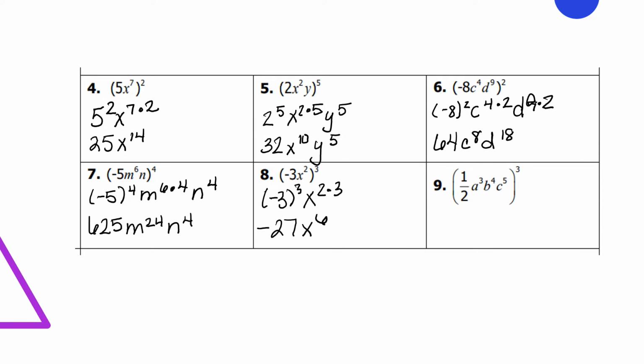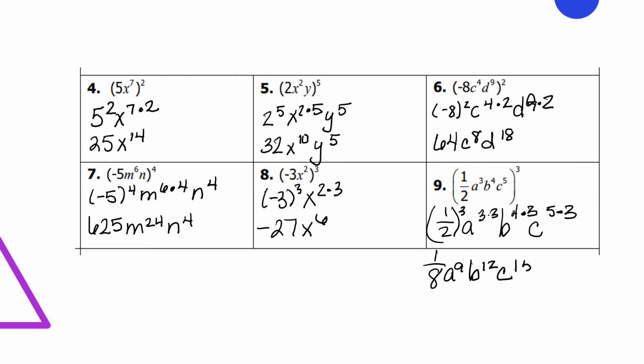So here, 1/2 a cubed b to the 4th, c to the 5th, all cubed. I'm going to cube a half. Then I have a to the 3 times 3 power, b to the 4 times 3, c to the 5 times 3. So 1/2 cubed is 1/8, a to the 9th, b to the 12th, c to the 15th.